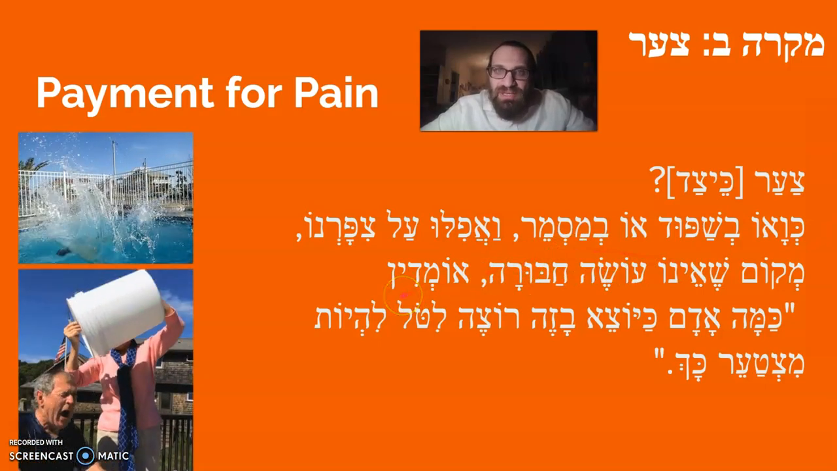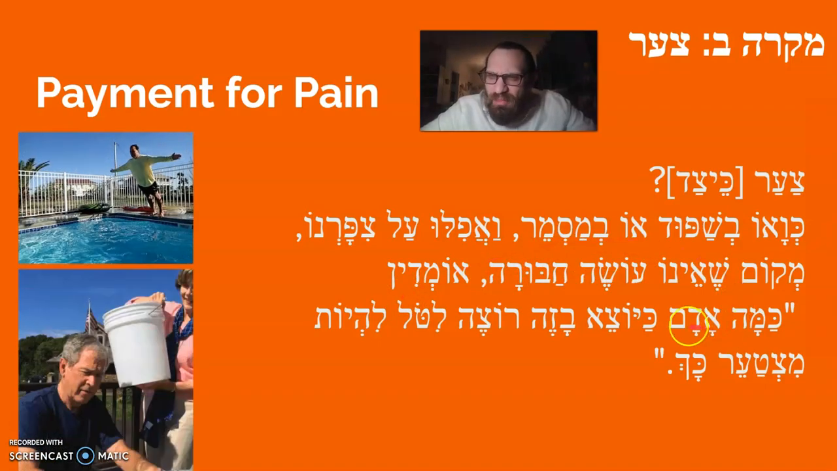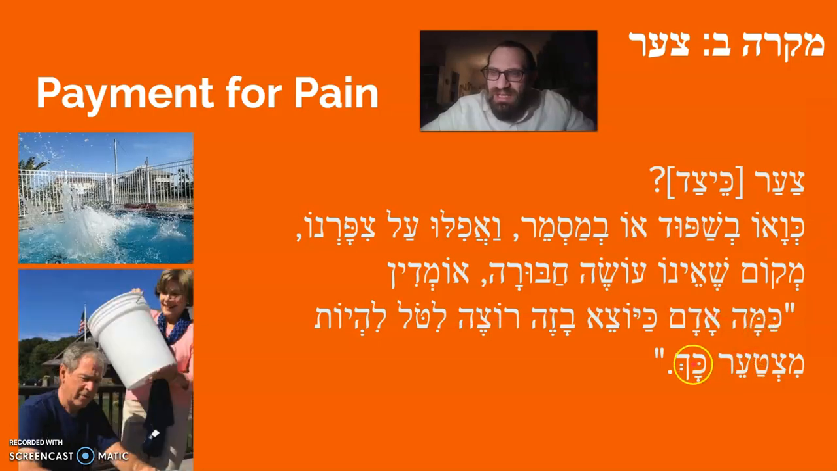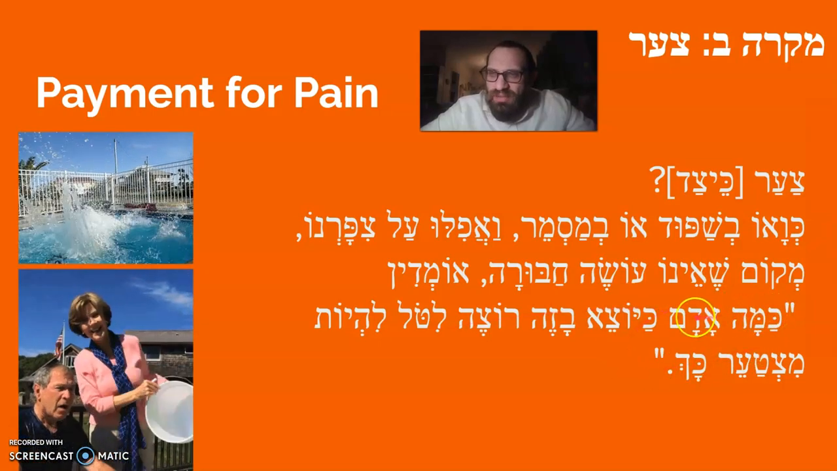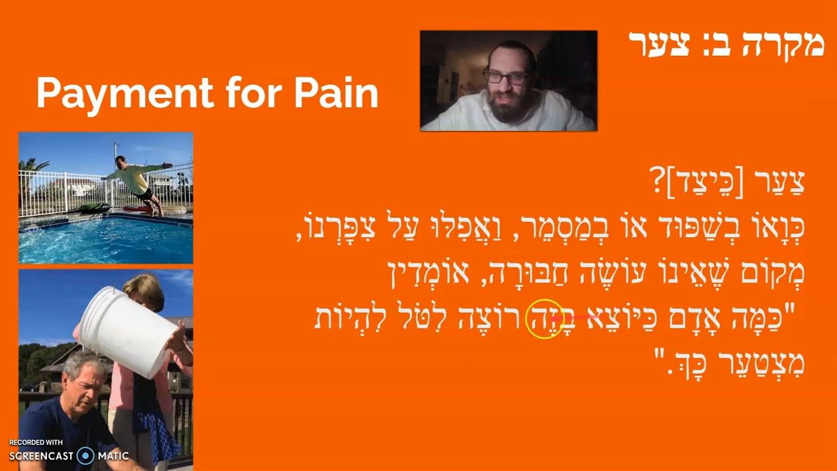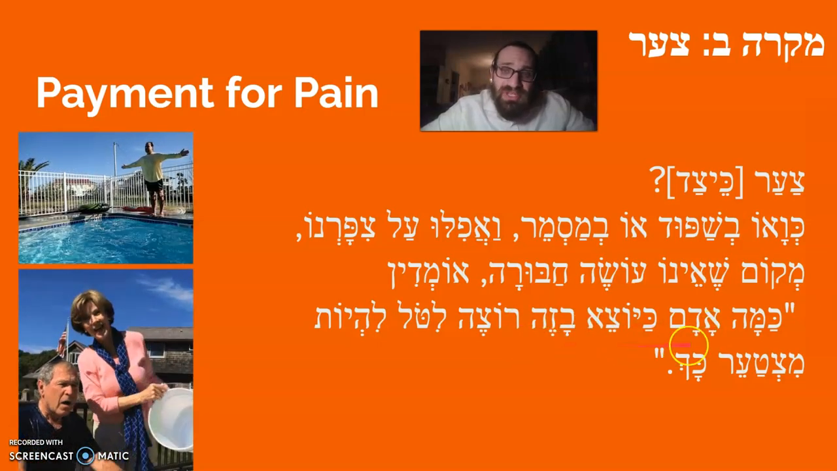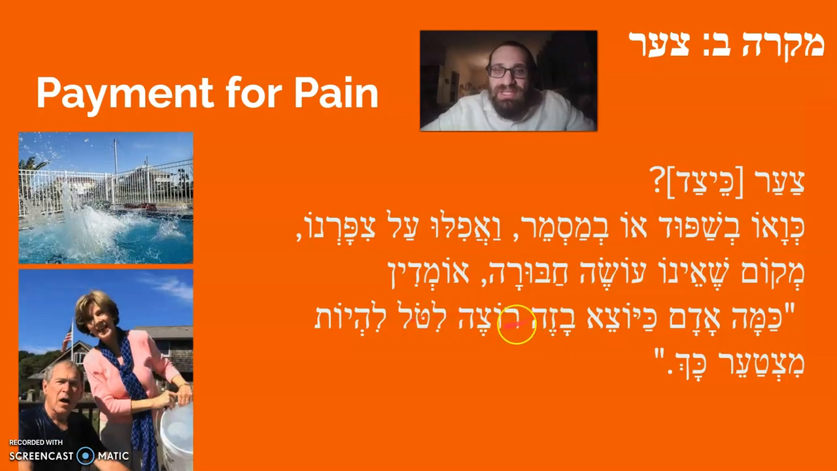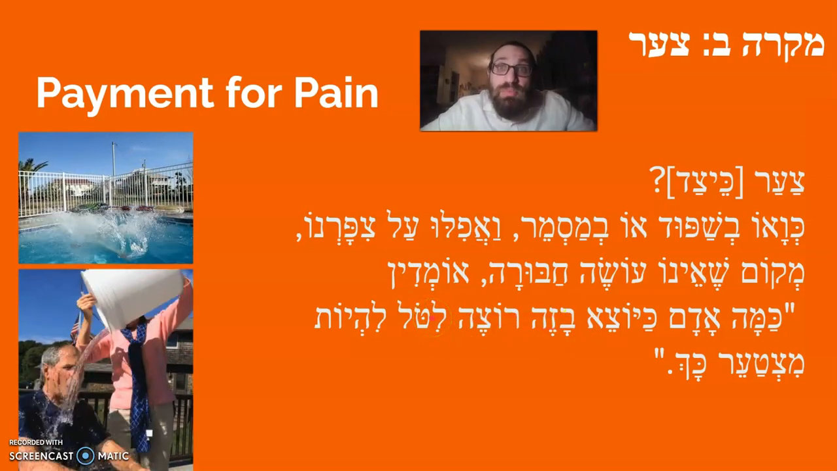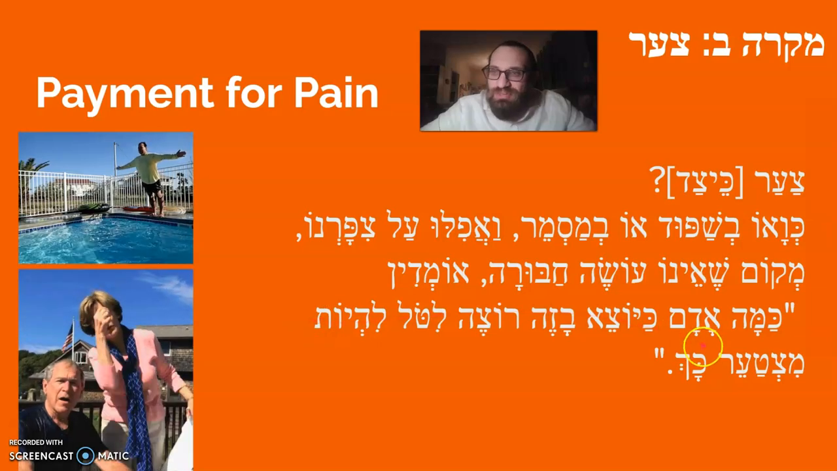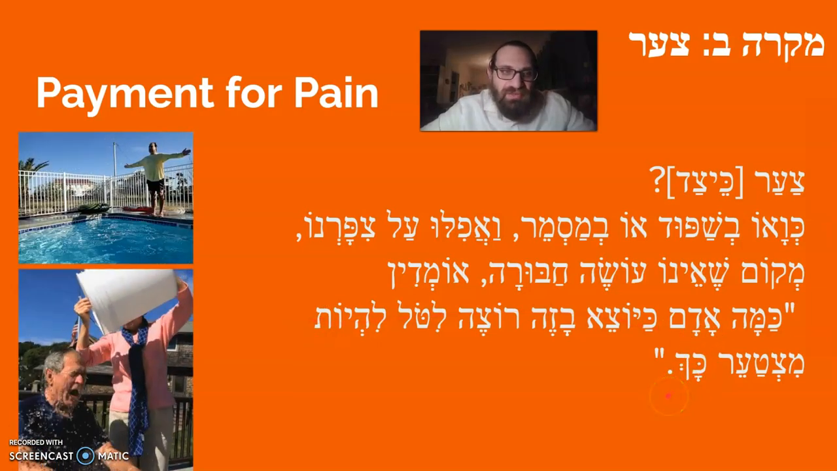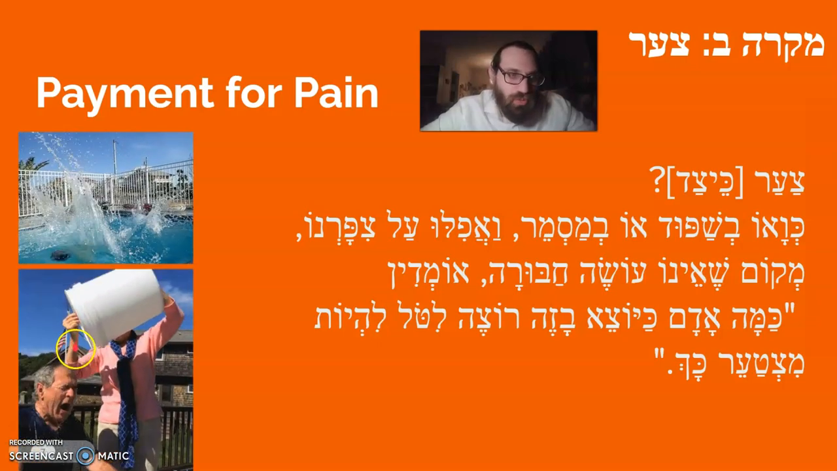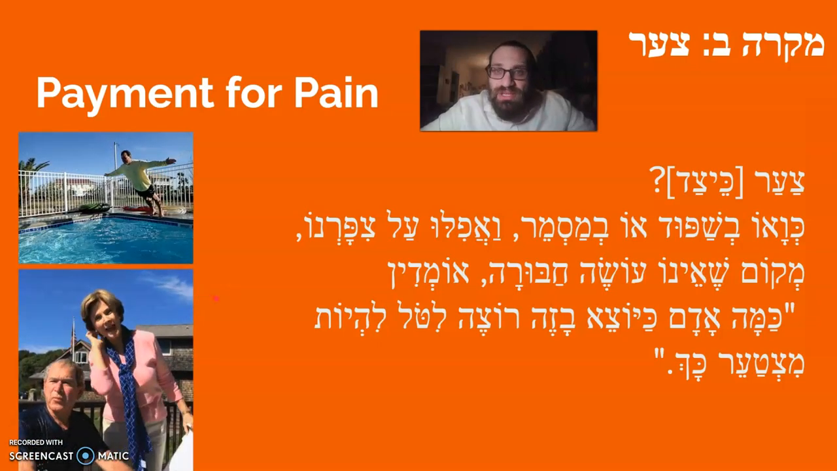Omdim, we calculate, we estimate. Kama adam kayotze bezerotze lito liyot mitzta'er kach. How much? Adam kiyotze bezeh, a similar person, someone with a similar pain tolerance, a similar build, rotze lito, how much they want to take, meaning how much money do they want to take? Liot mitzta'er kach, to have this level of pain. How much would a person take to give us a belly flop, to pour cold water on their head, to whatever it would be, right?